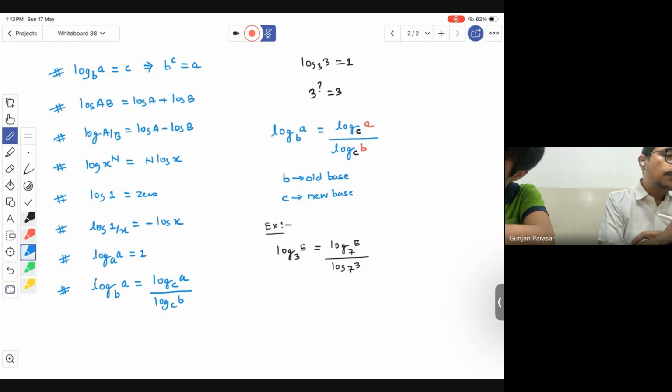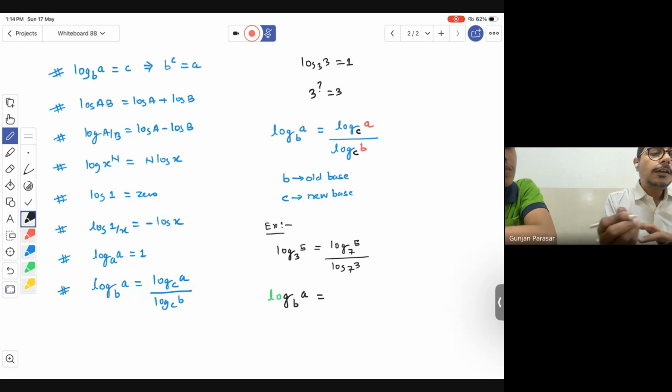There's one more thing I have to tell. Suppose I have log having base B input A and I want to use a new base which is A only. Suppose the new base that I want to use is A. You haven't been given any question. No, I am just telling you something. Just check out whether you understand or not.